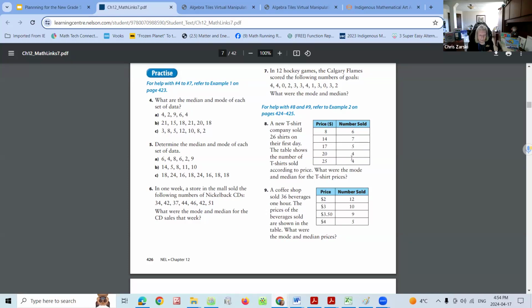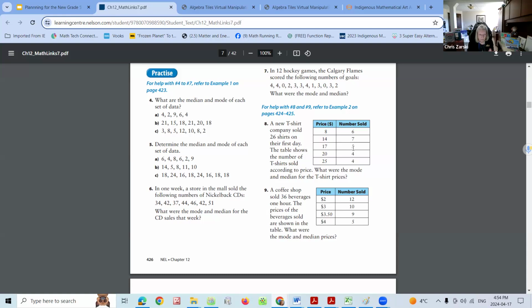Sometimes you'll end up with 2 numbers that show up the same amount. Maybe there would have been 2 5s and 2 4s. That's okay. You can have more than one mode. In that case, we call it bimodal. And we just name that, you know, the value for the price of 14 and 17 showed up 5 times and 20 and 25 showed up 4 times. So there are 2 numbers that showed up the same amount.